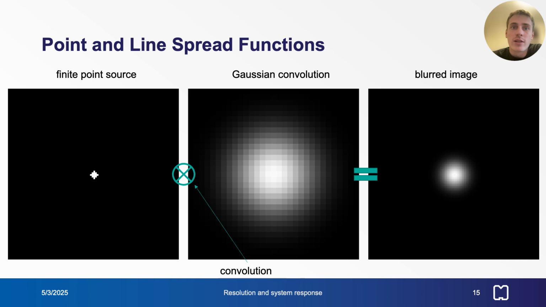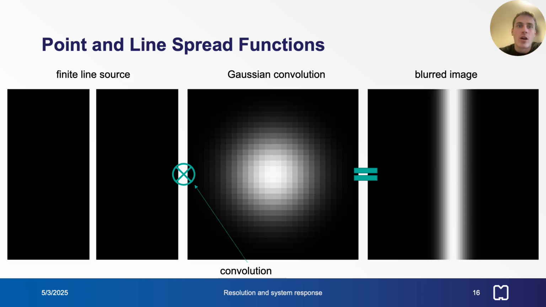Illustrated here is the concept of a PSF, where you can see that this function in the middle, which is a Gaussian convolution, will cause an image to capture the shape of an object, but with blurring introduced. And in this diagram is the equivalent for a line spread function, where again the Gaussian convolution will cause the finite line source to be pictured but with blurring introduced.